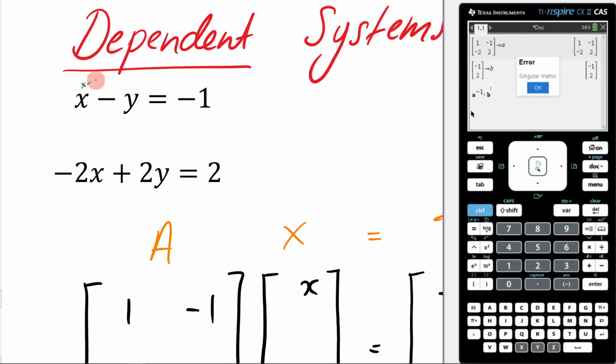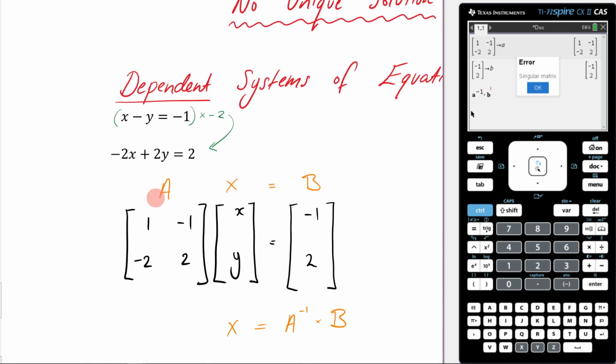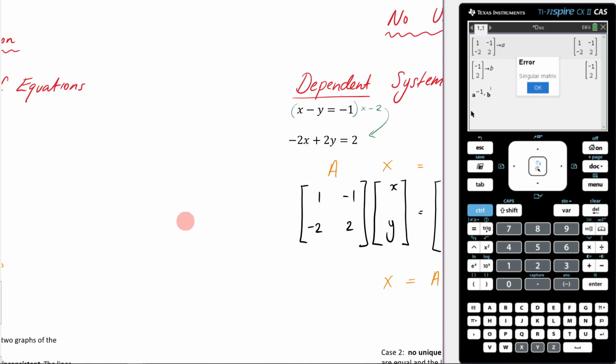And we saw this before. If I was to multiply each of these by -2, I'm going to get this, because -2 times x is -2x, -y times -2 is +2y, and -2 times -1 is +2. So you have to be able to recognize that these are the same, because you could multiply this entire thing by -2 and it would become that. So that's how you tell the difference as to whether or not you've got a dependent system of equations or an inconsistent system of equations.